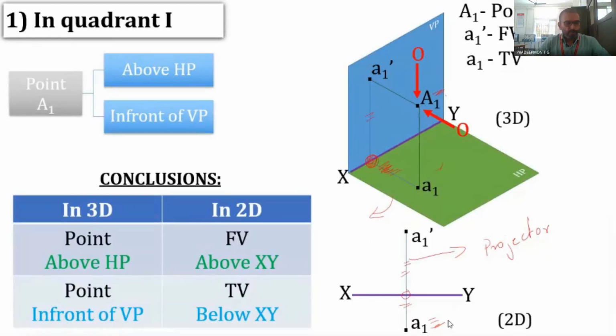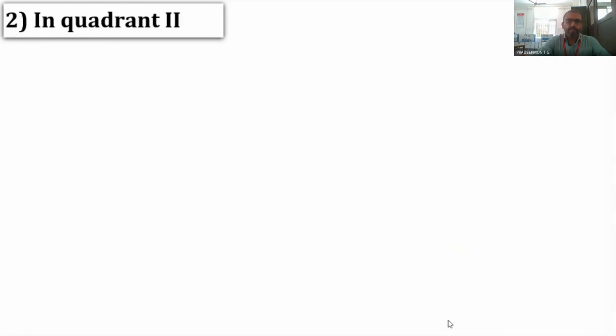So what we have seen in the last session is the first angle projection and the third angle projection, then how a point in the first quadrant is projected onto the vertical plane and the horizontal plane in order to get the front view as well as the top view, and how we can draw that in 2 dimensions. Now we move on to a point in the second quadrant.